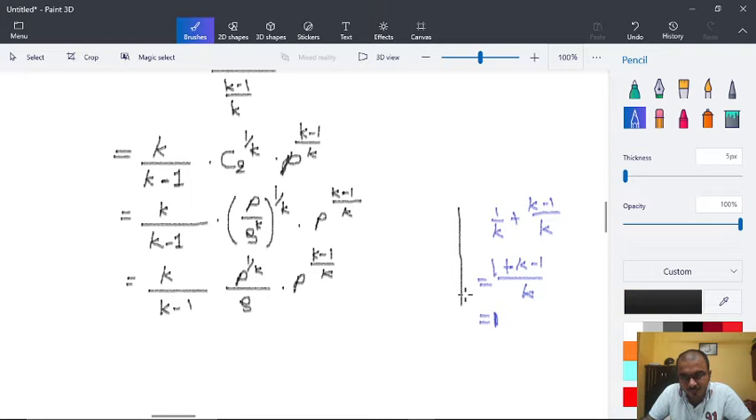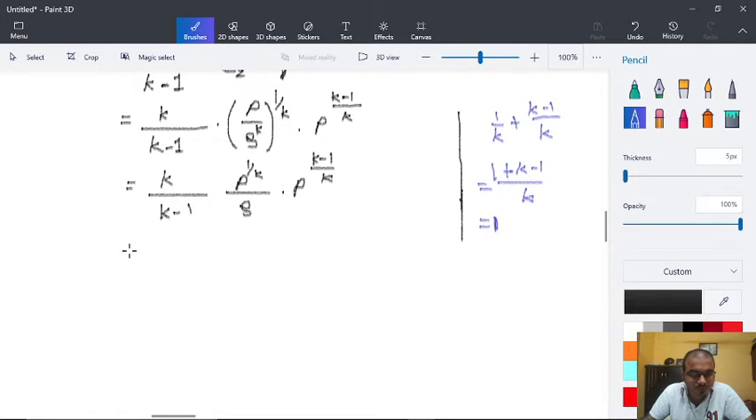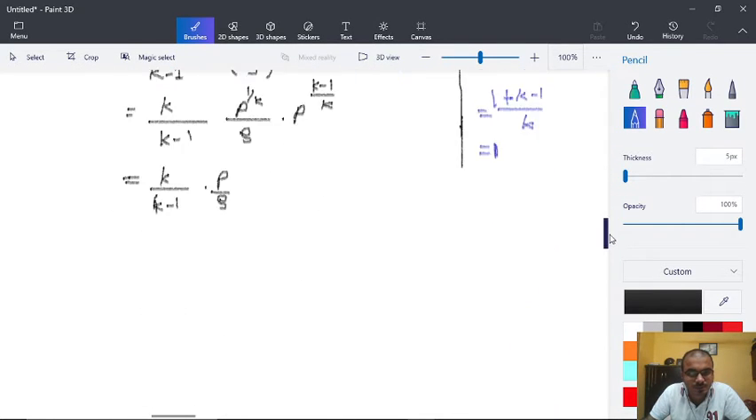So at the end we are left with k divided by k minus 1 into p by rho. This is for integration dp by rho. So this is integration dp by rho.